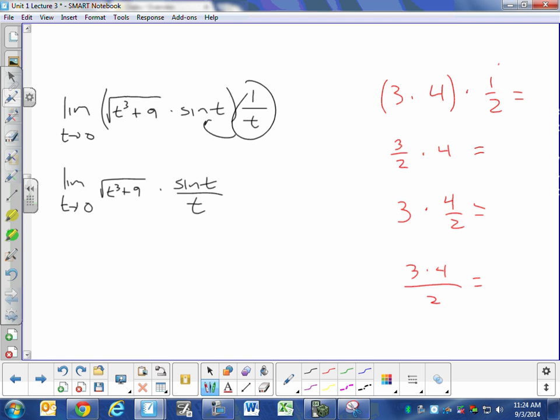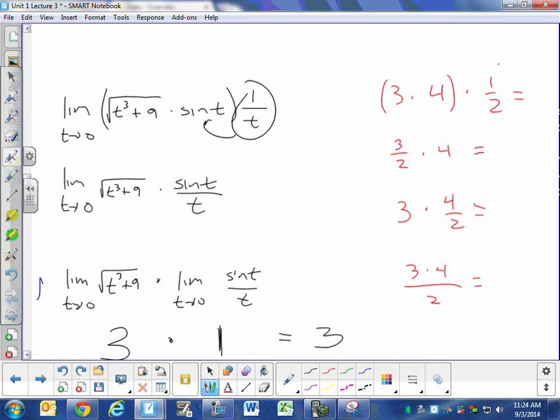Well, again, we have two functions that we're trying to find the limit of. We can separate this into two different limits and multiply them together. The limit as t approaches 0 of this first guy, t cubed plus 9, times the limit as t approaches 0 of the second guy. You know that this is just 1. You know that for something like this, I can just plug in 0 for t, and I get the square root of 9. That's 3. Well, this limit is 3.